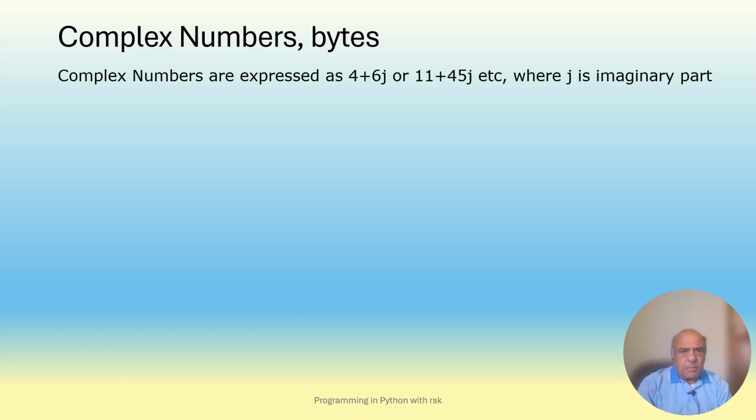We can also have complex numbers assigned to a particular variable name. These complex numbers are expressed as 4 plus 6j or 11 plus 45j, etc., where j is called the imaginary part. Complex numbers are most widely used in mathematics and in many engineering branches. That is why complex numbers are very useful if a complex data type is available for a particular programming language.